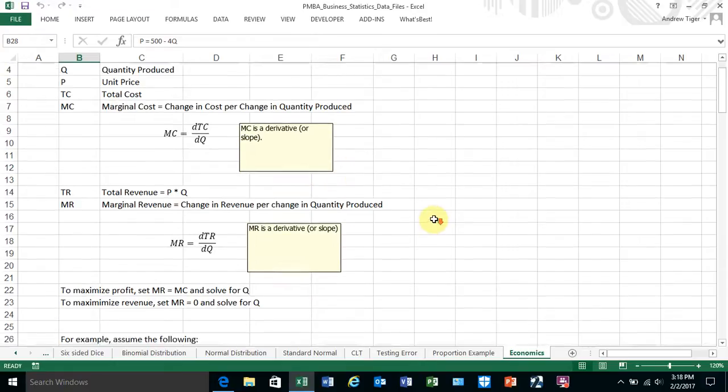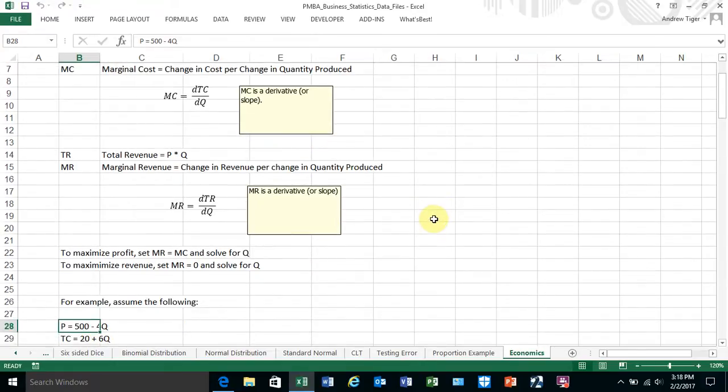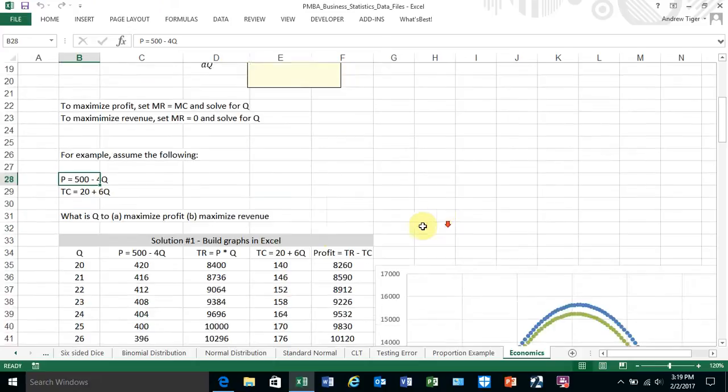You'll learn in your economics classes that if you want to maximize profit, we set these two derivatives, the marginal cost and the marginal revenue, equal to each other, and we solve for the best Q. If you just want to solve for the best revenue, you can set the marginal revenue equal to 0 and solve for Q. So let's put some numbers to this to make it a little bit easier.